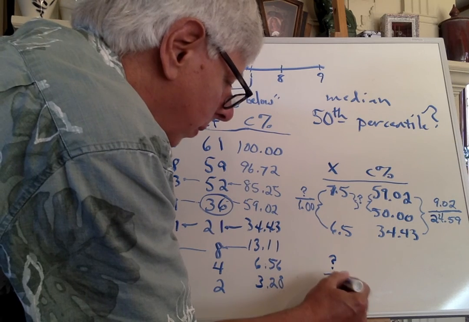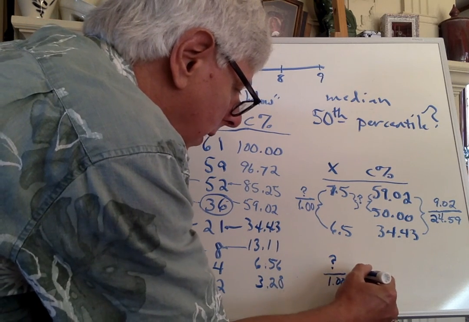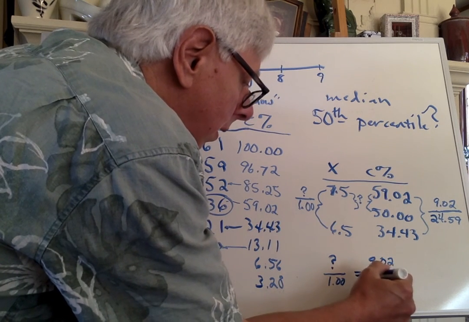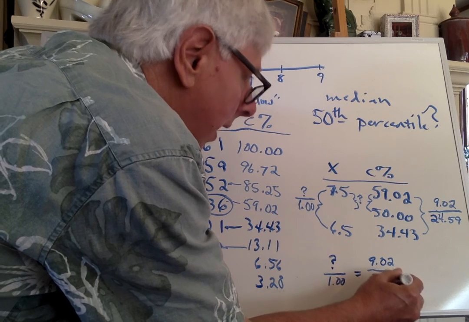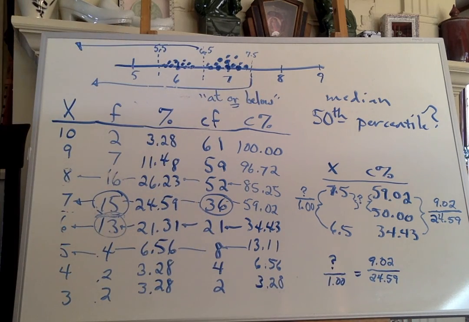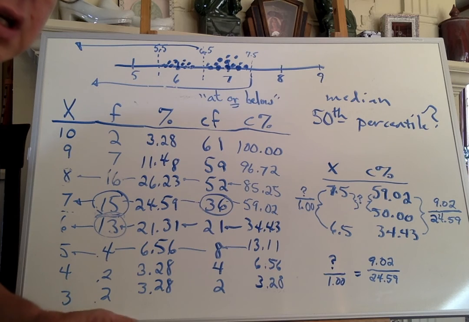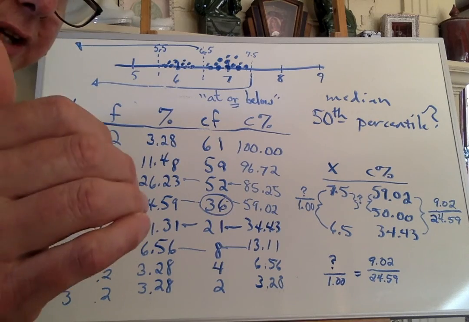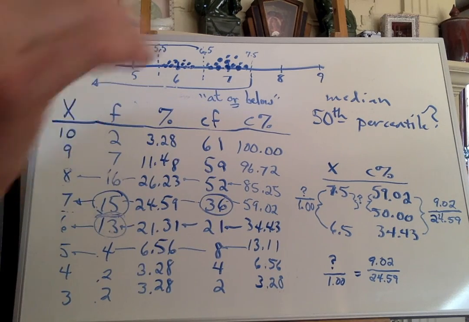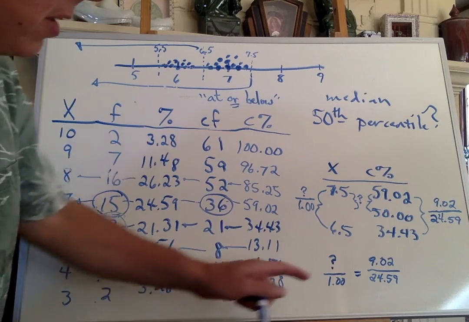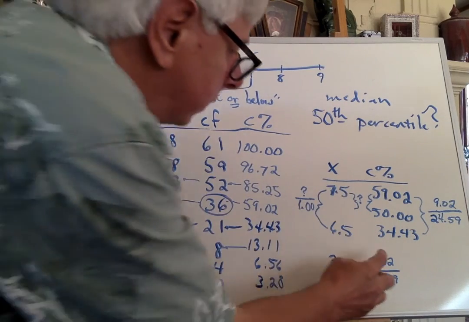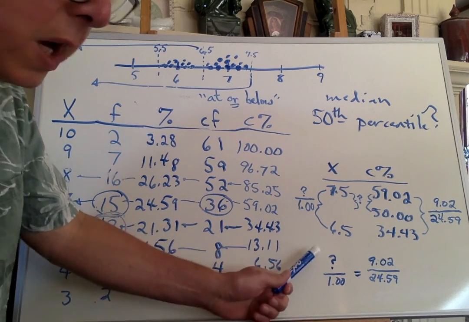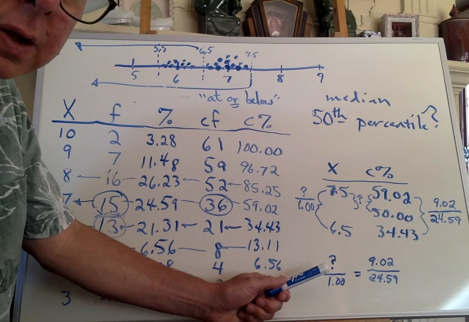Question mark over 1.00. I want this to be equal to 9.02 out of 24.59. Time and temperature, what we did is we said 1/2 is equal to what over 10? 1/2 is equal to 5 over 10. All right. Here I'm going to do 9.02 over 24.59 is equal to what over 1?